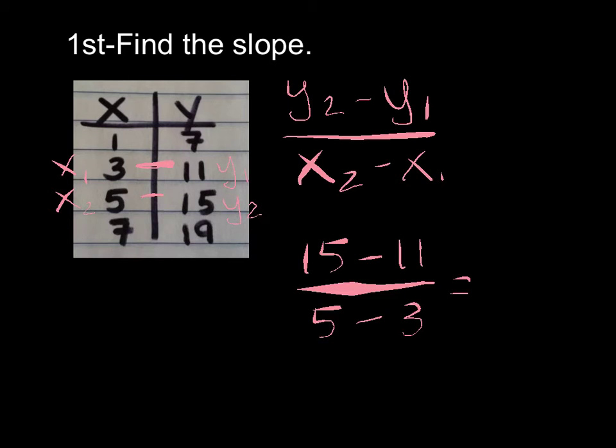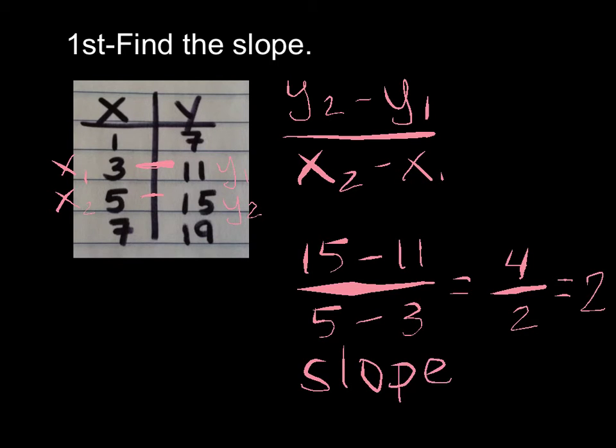15 take away 11 is 4. 5 take away 3 is 2. 2 goes into 4 2 times. So the slope is 2.